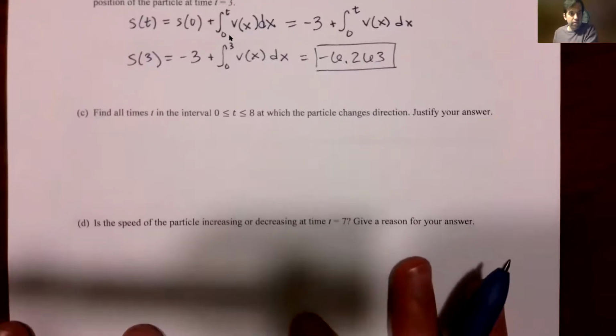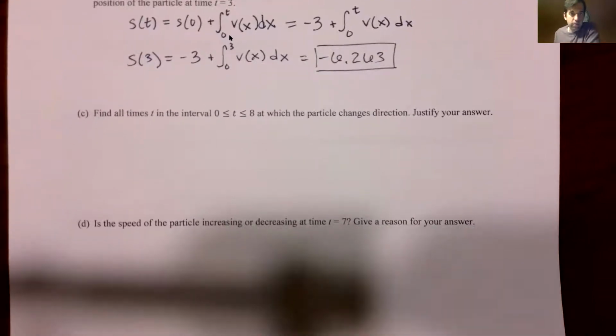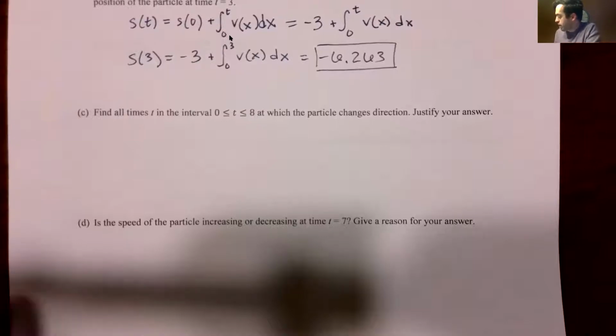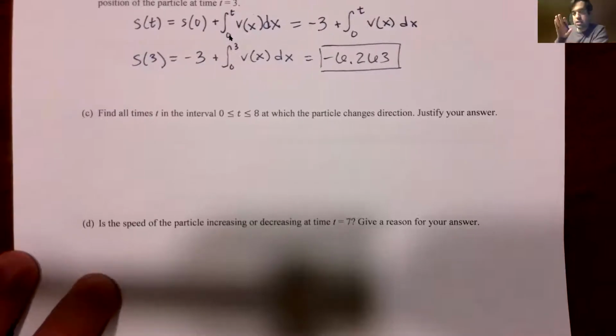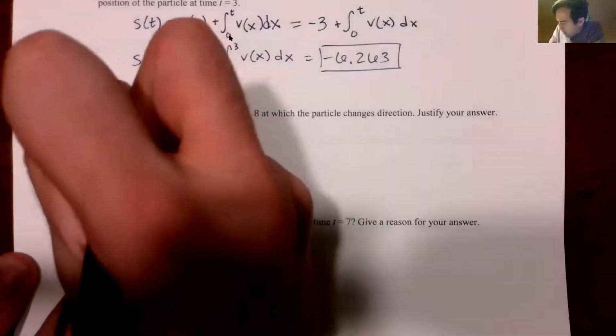Letter C. Find all times t in the interval from 0 to 8 at which the particle changes direction. So a particle changes direction when the velocity changes sign, right? So if we have a positive velocity, we're moving one direction. If we have a negative velocity, we're moving the other direction. So whenever the velocity switches sign, the particle is changing direction. I'm going to write that out first.